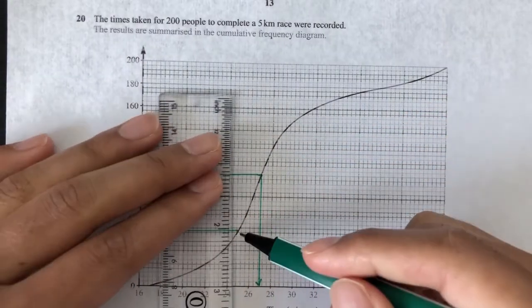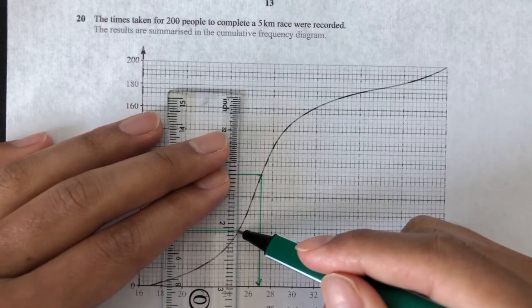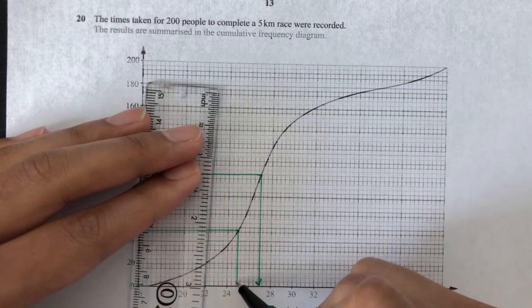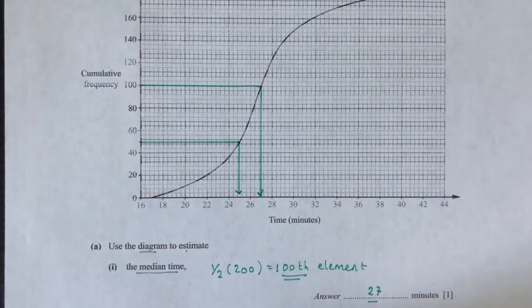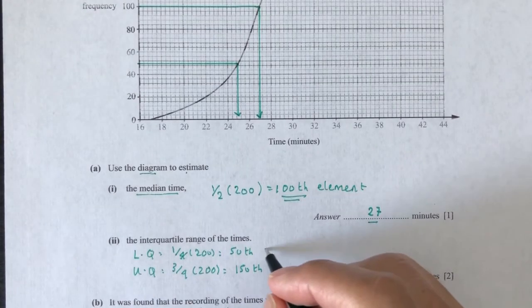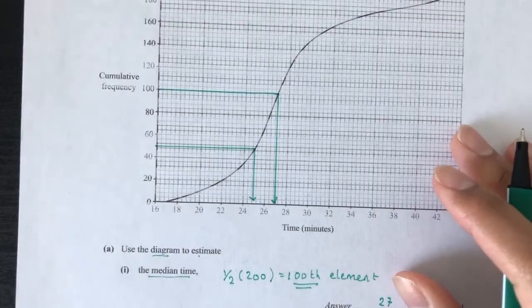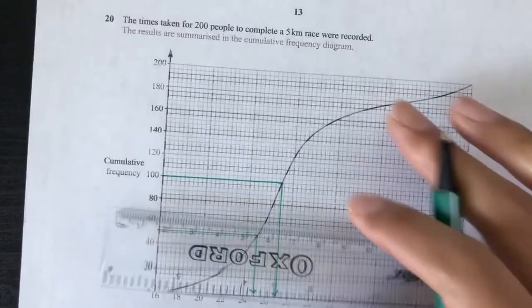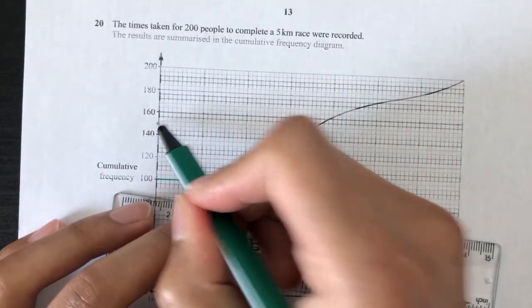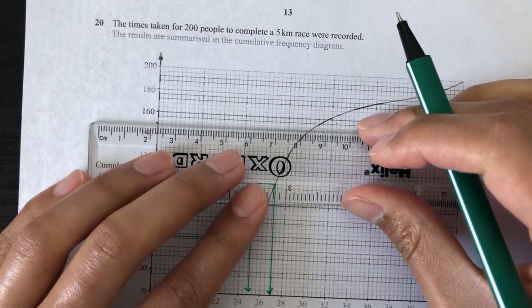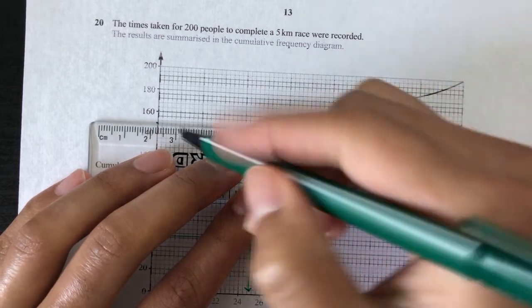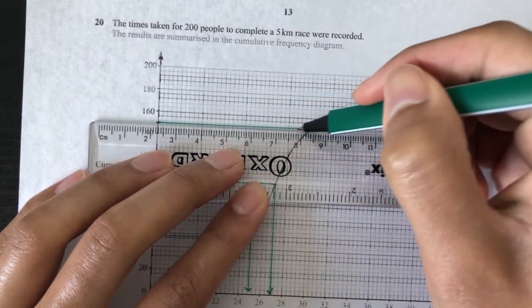Now we go down as well to find the minutes. So it will be 25 for me for the lower quartile. And the upper quartile will be the 150th element. It will be here for me. So I'll draw a horizontal line to cut the curve and find the value in the minutes.